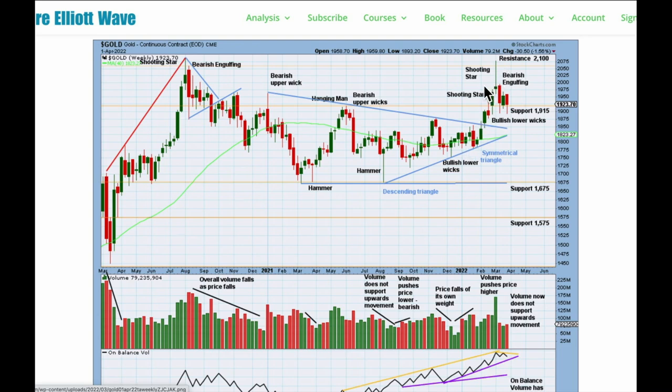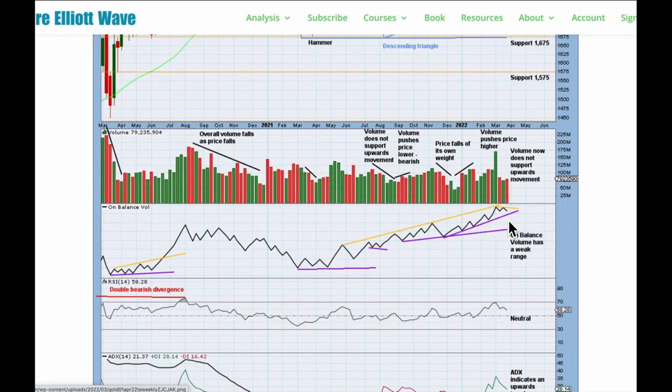And now after this upward movement, we've got some warnings, a couple of shooting stars, a bearish engulfing candlestick pattern. It doesn't have push from volume, and doesn't need to for downward movement. For the very short term though, we've got a couple of bullish long lower wicks suggesting we might get a little bit of a consolidation or bounce before price continues either downward or further sideways. On balance, volume has a weak range this week, no signal there.